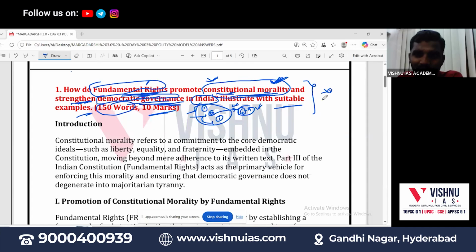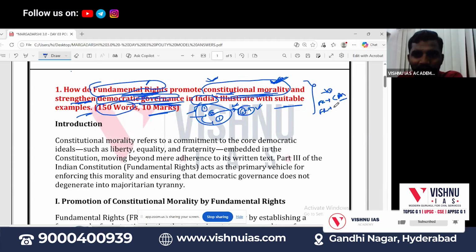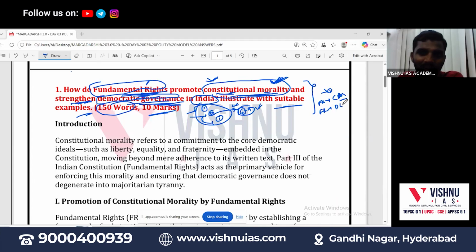One thing you have to address is how fundamental rights help constitutional morality, and number two, how fundamental rights establish democratic governance. And not only that, illustrate with suitable examples. So here you have to give examples of how constitutional morality thrives on fundamental rights, and how democratic governance thrives on fundamental rights. This is the core demand of the question. So let us see the introduction.